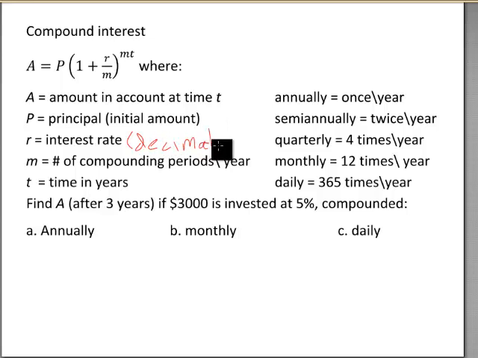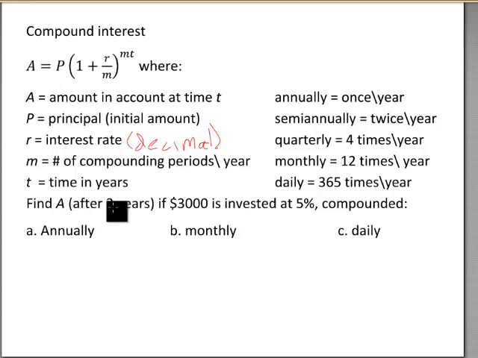Decimal. M is the number of compounding periods per year, so that's how many times you get paid interest. They're typically not going to tell you the number of compounding periods. They'll say it's compounded annually, once a year, or semi-annually, twice, quarterly, 4 times, and so on. And T is just the number of years.